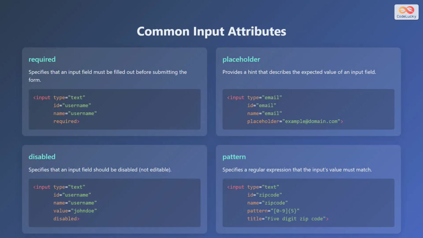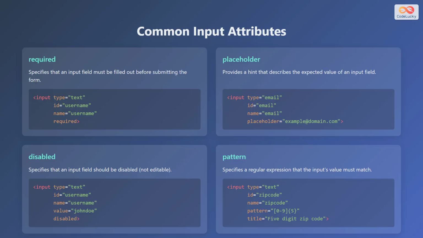In this section, let's explore some of the most common input attributes. First, we have the required attribute, which specifies that an input field must be filled out before submitting the form. Here is an example of the code. Next, we have the placeholder attribute, which provides a hint that describes the expected value of an input field. Here is an example of the code.